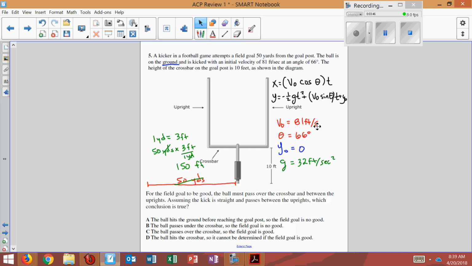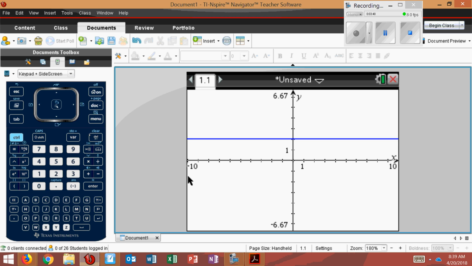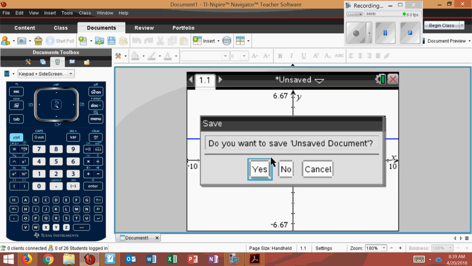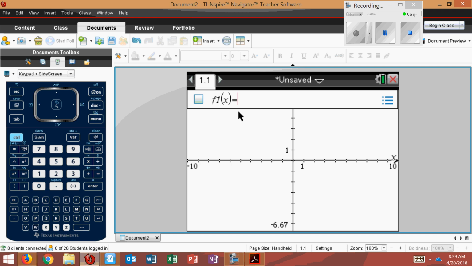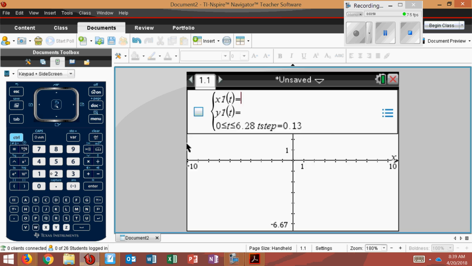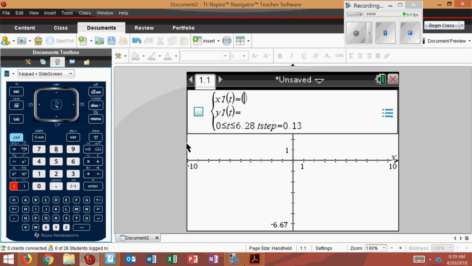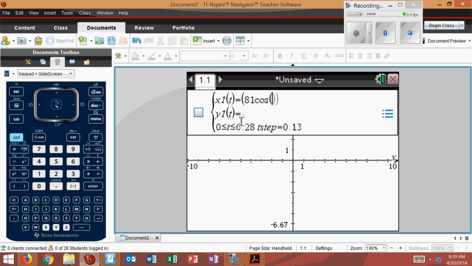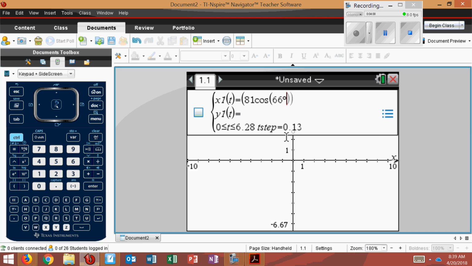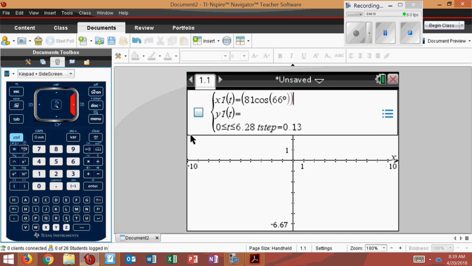So let's go to our calculator and see what we come up with. So what I'm going to do is I'm going to go to graphs. I'm going to choose parametrics. And I'll type in my equation. It was parentheses, it was kicked at 81 feet per second. And the x is cosine at 66 degrees. Make sure I put the degree button there. And then put the t on the outside. That's what a lot of people forget, is that t.